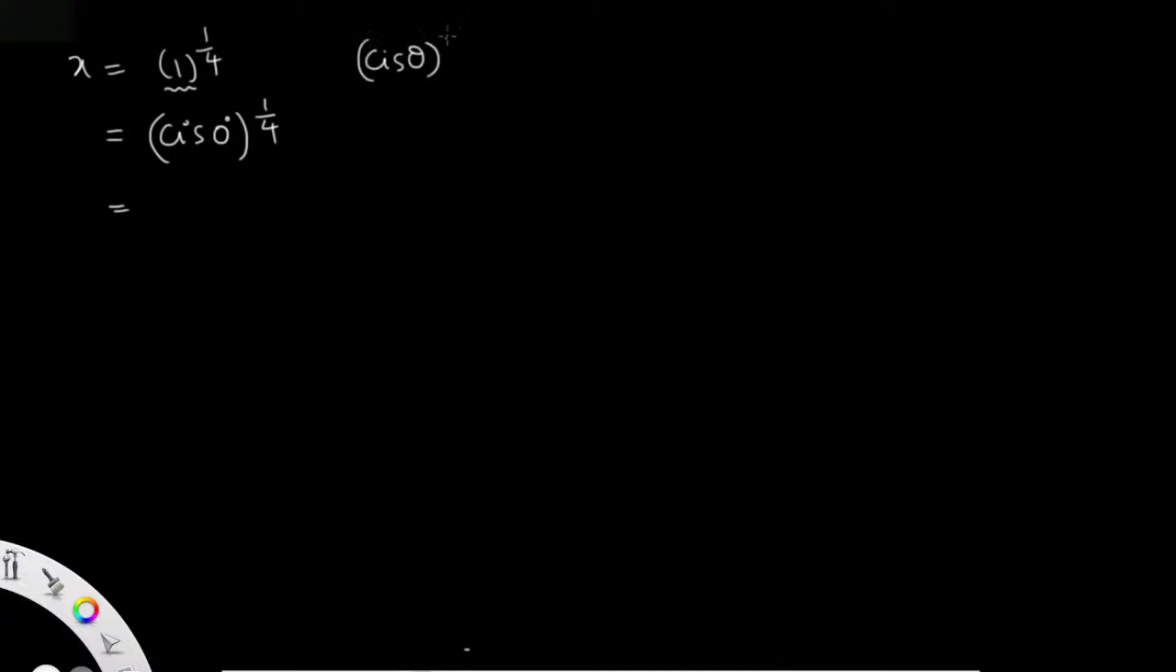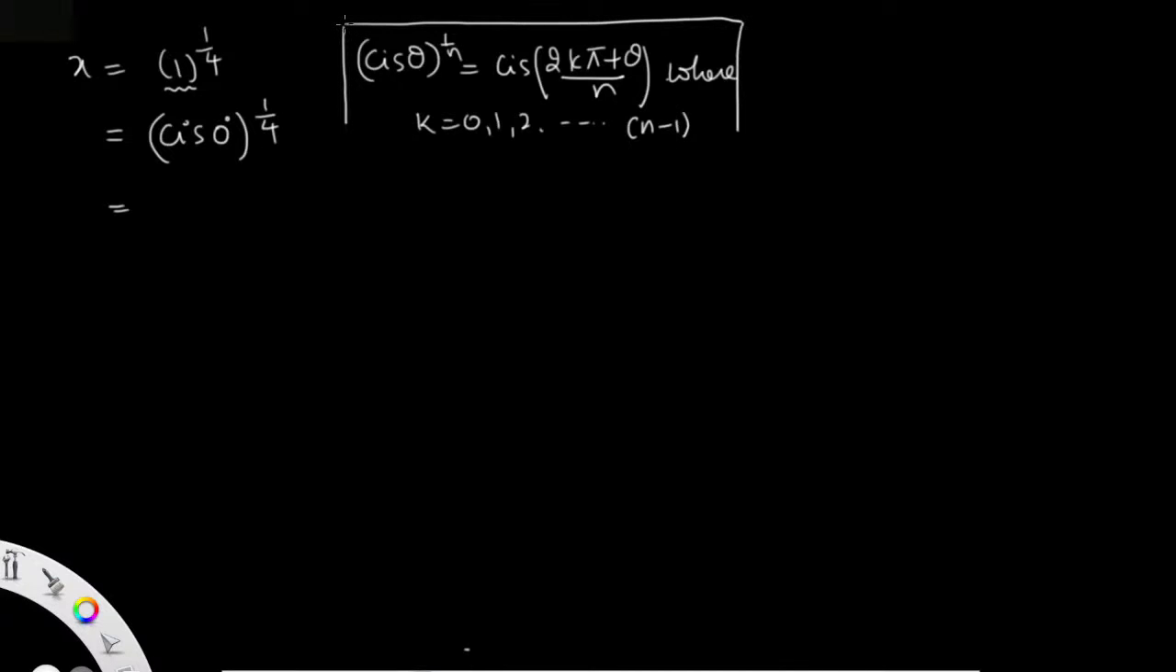The formula: cis theta whole to the power of 1 by n we can write as cis of (2k pi plus theta) by n, where k equal to 0, 1, 2, and so on up to n minus 1. This is the basic formula to find the nth roots of unity. So don't forget, any number can be represented in the cis form. That is why I am writing 1 as cis 0 whole to the power of 1 by 4. Here k is an integer, starting with 0 up to the last term n minus 1, so k is always an integer.